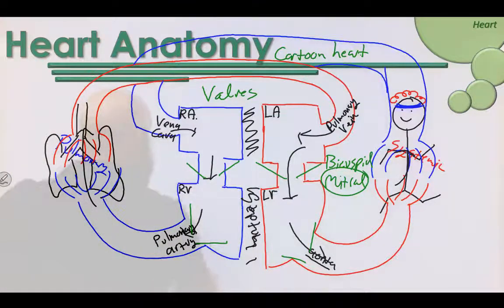On the right side, the valve between the right atrium and the right ventricle is the tricuspid valve. These two valves, the left AV, the right AV, is everybody with me? The right AV, the left AV, or bicuspid, tricuspid, these valves have to be able to withstand the pressure that the ventricles generate to push blood.